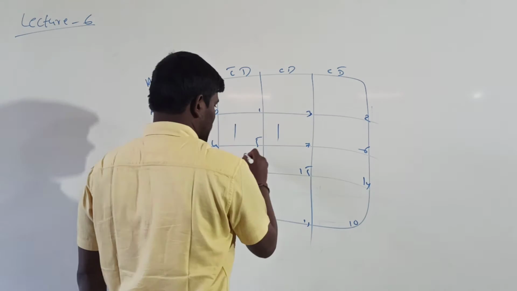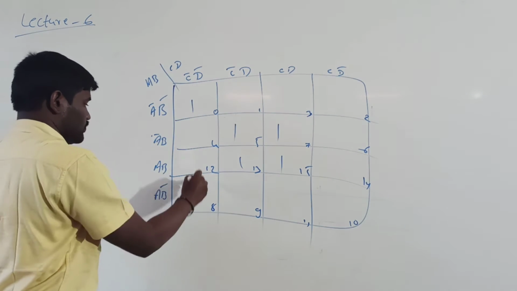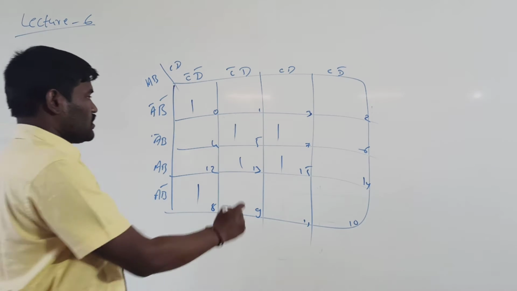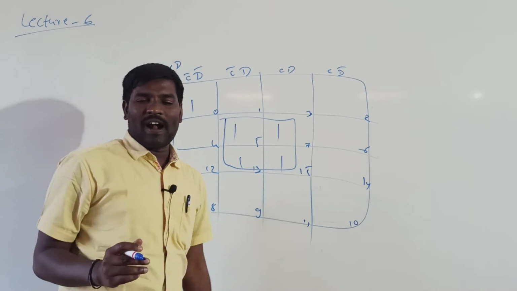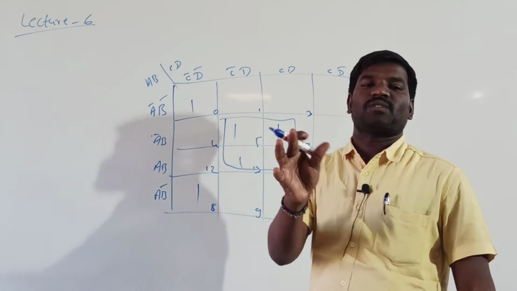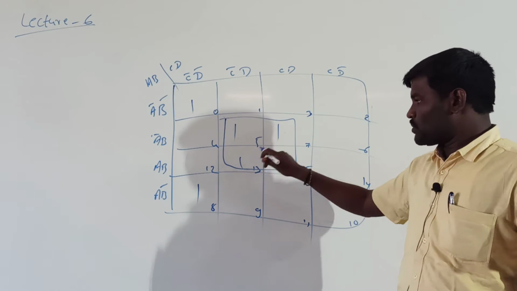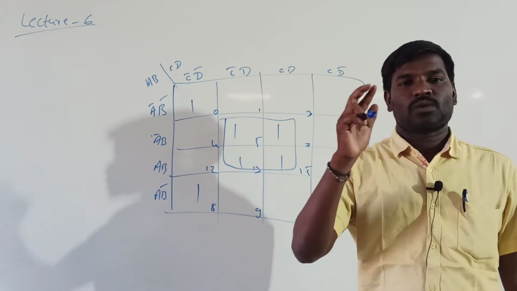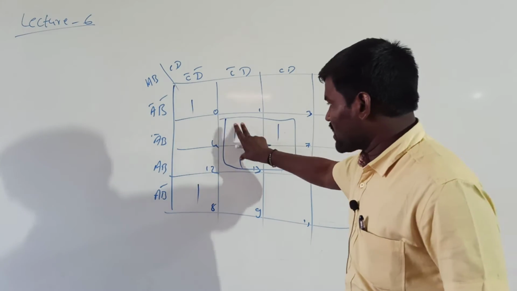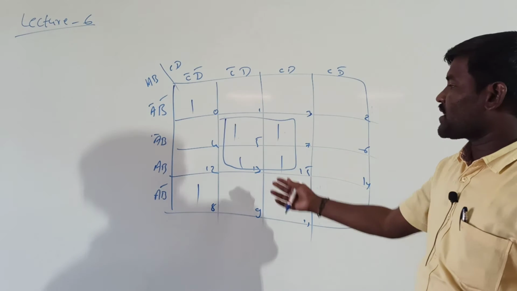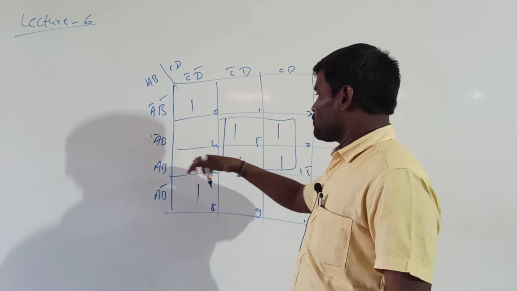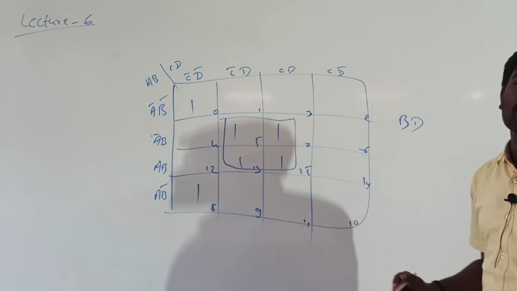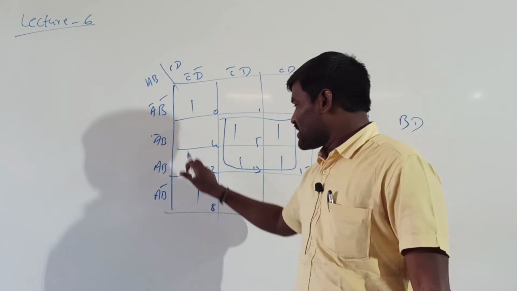See here, 1 1 1 1. Suppose if the K-map is like this, so this is the quad. Quad means 4 adjacent ones. If it is a quad, it gives the result as 2 variables. See here, it will cover 2 rows and 2 columns. Just take the common terms. In these 2 rows, B is a common term, and in these 2 columns, D is a common term. The result is BD.